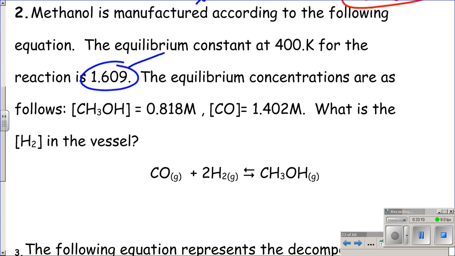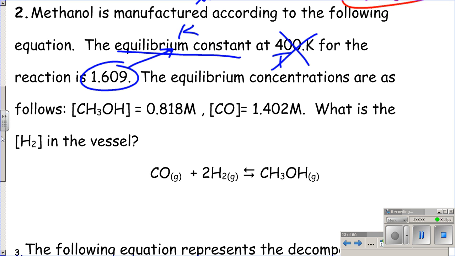All right, this is the equilibrium constant. What do I mean by equilibrium constant? K. Okay, so this is K. I'm not always going to say K is equal to 1.609. I'm going to say the equilibrium constant at a temperature, right? This is the temperature thing I told you about. Ignore it. It's irrelevant. That's our K value. The equilibrium concentrations are blah, blah, blah.